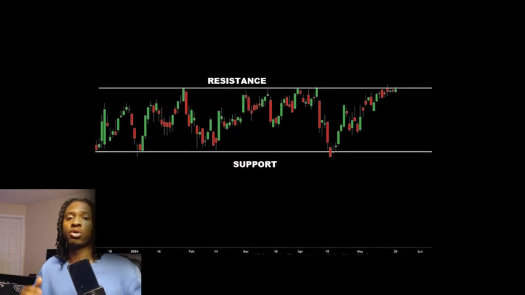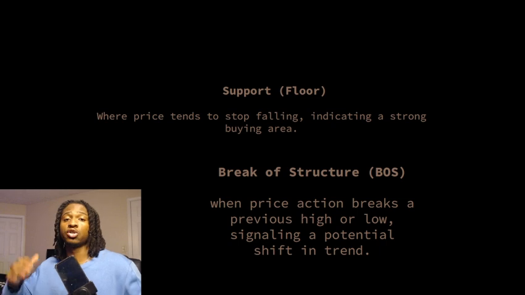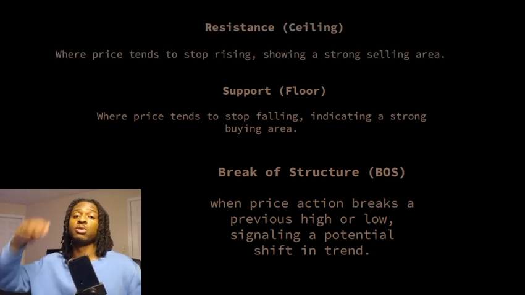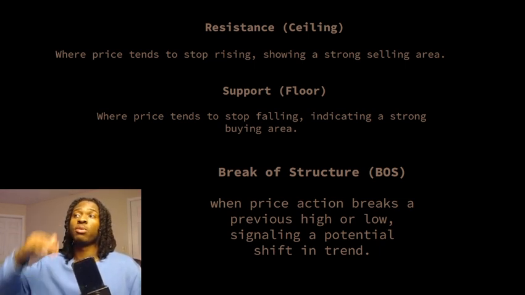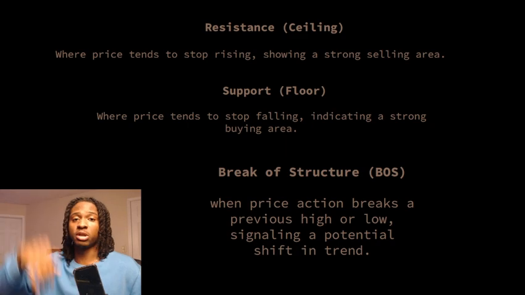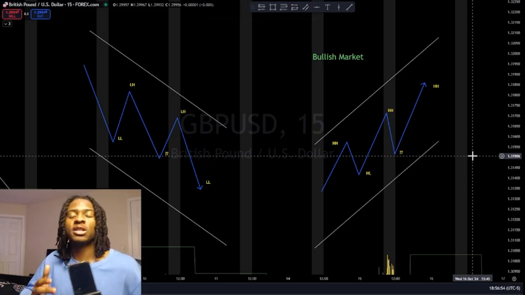Now let's hop into our support and resistance. First, you have your support where price tends to stop falling, indicating a strong buying area, or your floor. Then if you have a floor, you have a ceiling. That's going to be resistance, where price tends to stop rising, showing a strong selling area. I like to call these my floor and my ceiling because, as price hits that floor, it likes to bounce up and you have your ceiling. But you can always break through your ceiling, you can always break through your floor, making it the new ceiling, finding a new floor. Now that we know the terms, let's hop right on the charts.